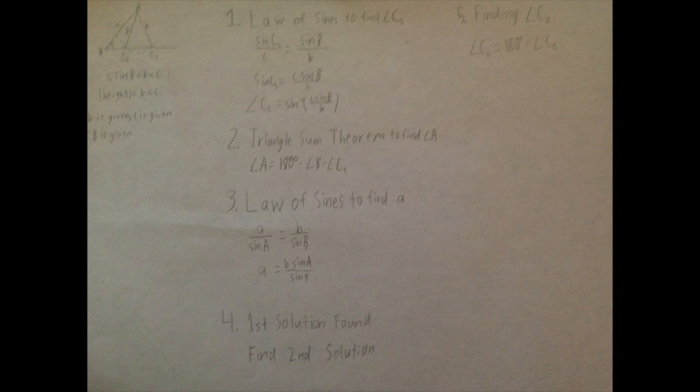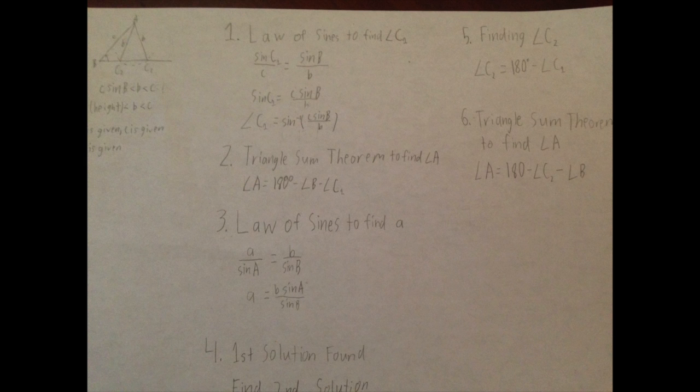To find the second solution, we start by finding the second possible angle C. This angle C would equal 180 minus the first angle C. Once again, we use the triangle sum theorem to find our new angle A. Angle A equals 180 minus angle C minus angle B.